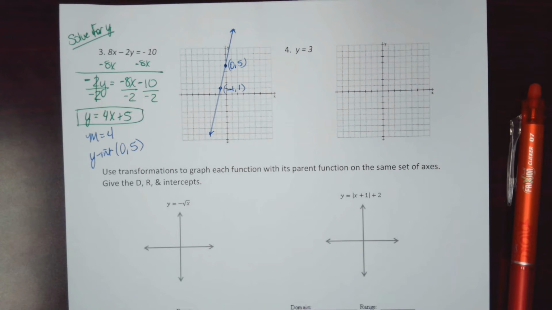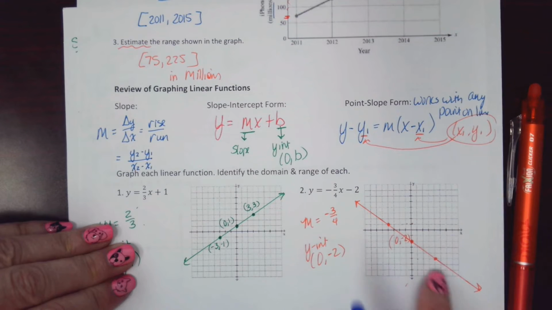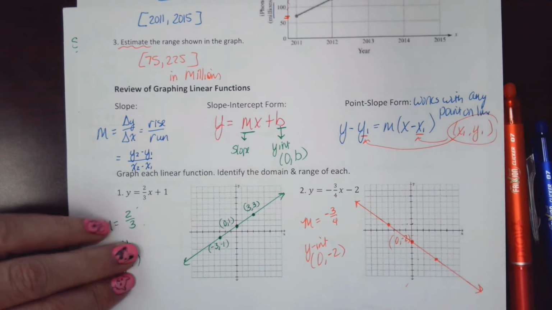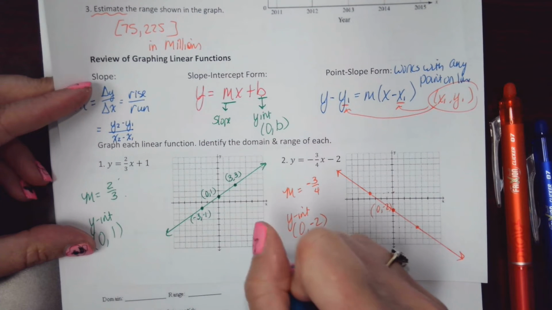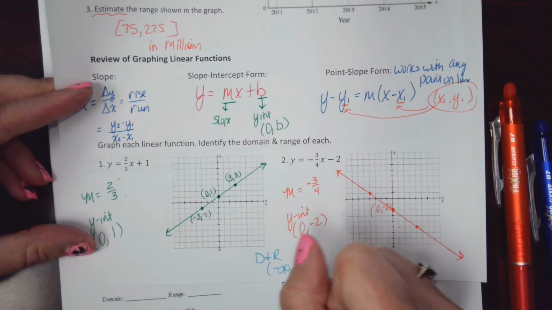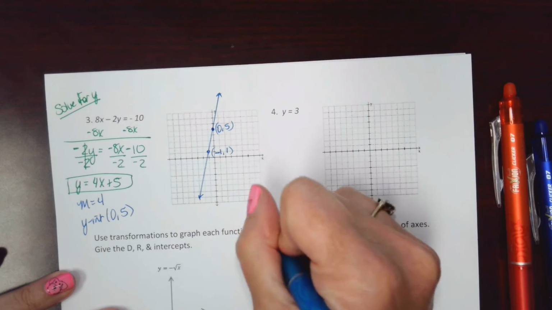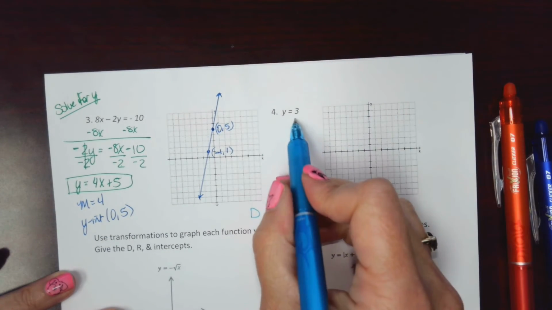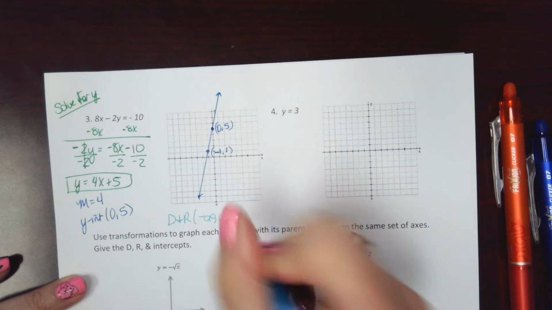Oh, you know what? We were supposed to do domain and range for all of these. My instructions said identify domain and range of each. Every line that is not a horizontal or vertical line has domain and range all real numbers, negative infinity to positive infinity. And that's the case over here for both of these as well. Oh, I'm getting ahead of myself. Let's graph the next one before we make an assumption. This one has a domain and a range that are both all real numbers.